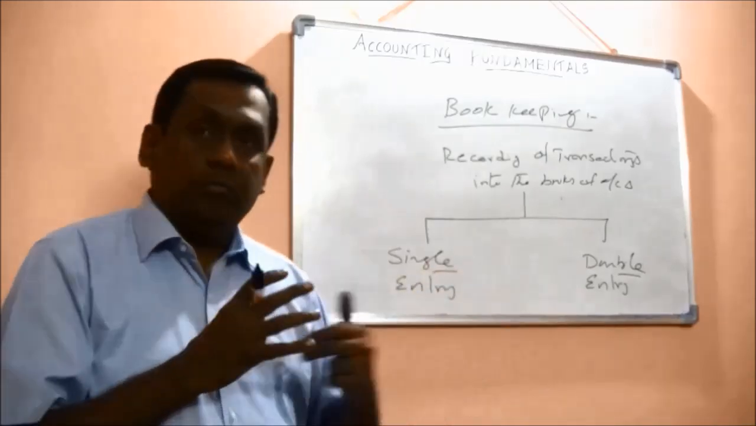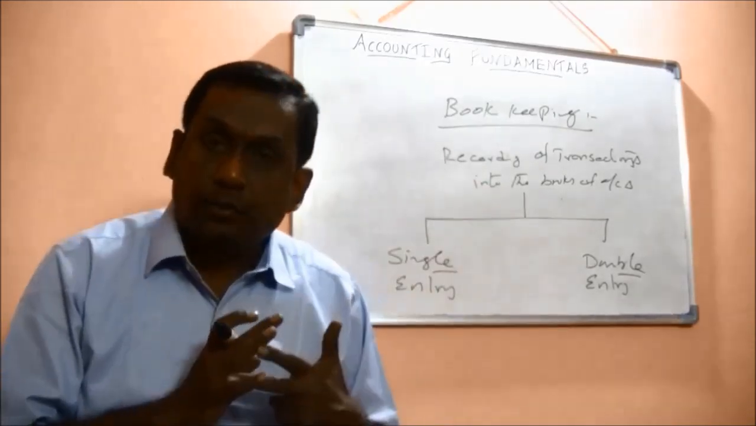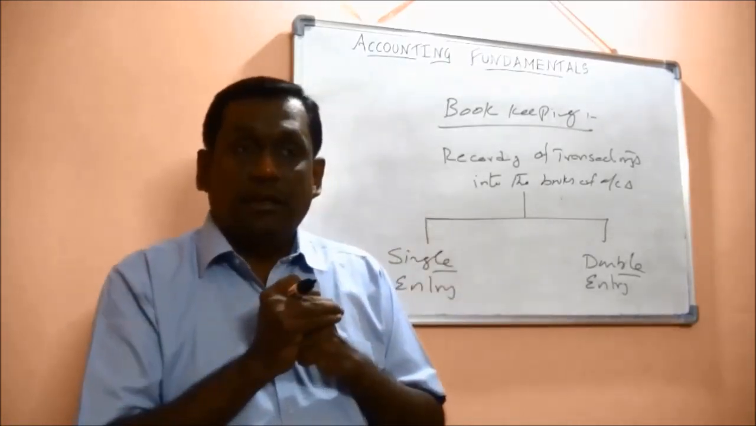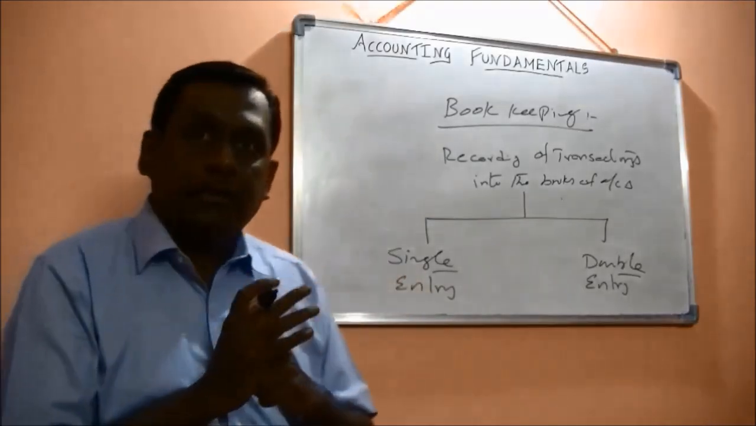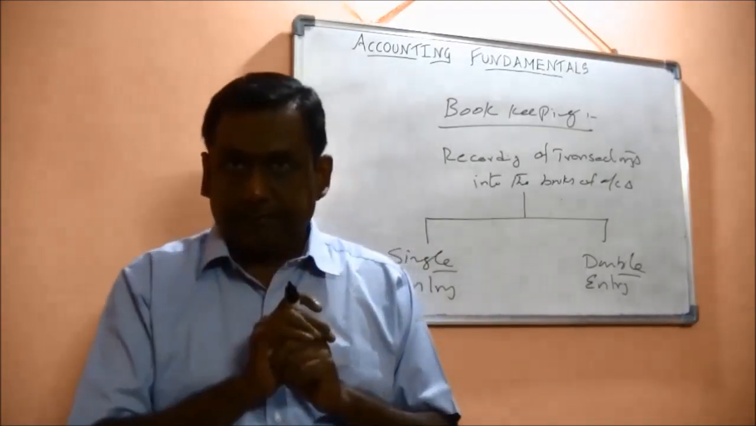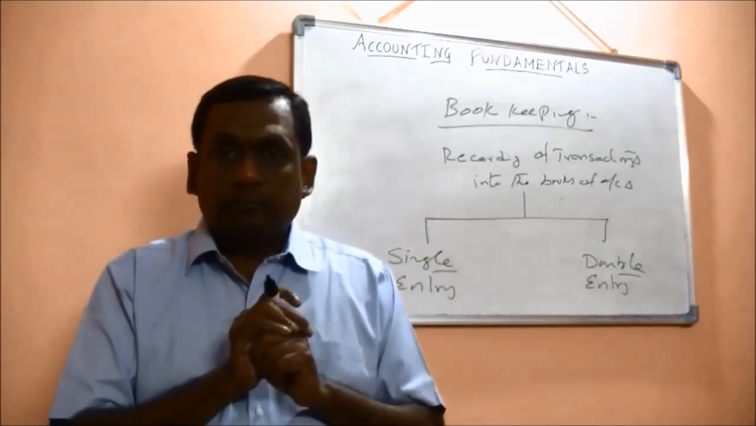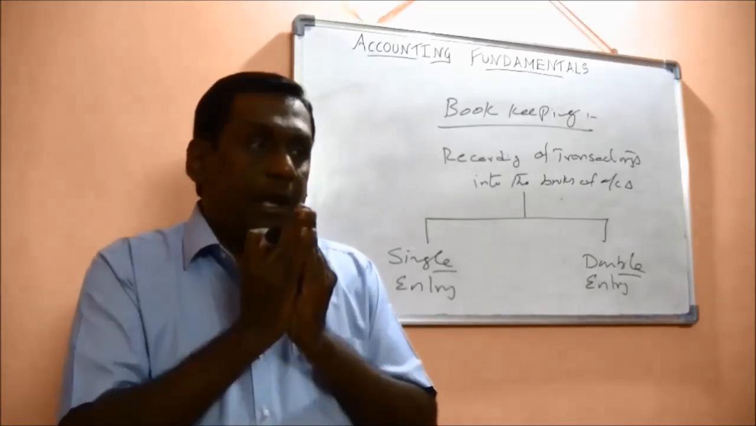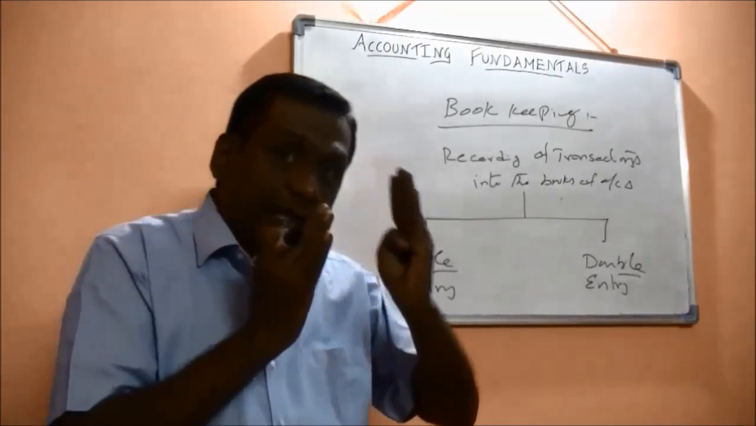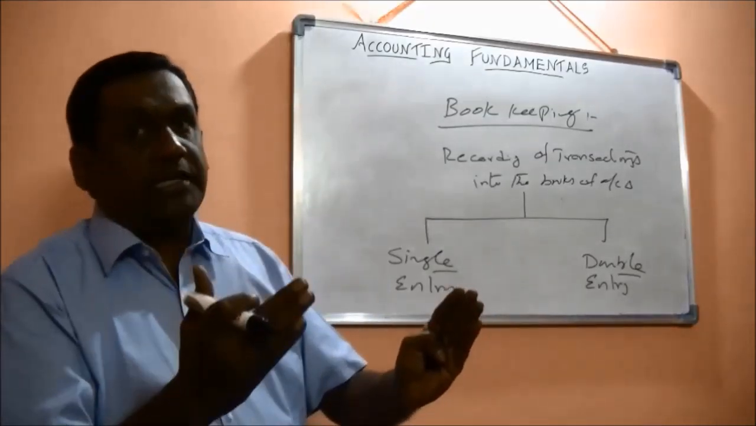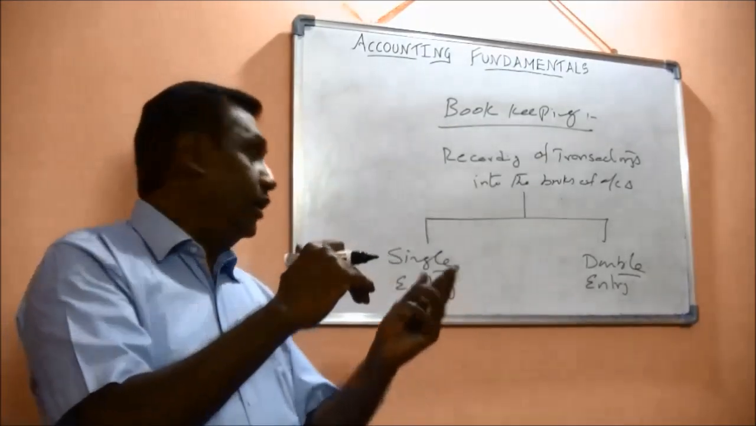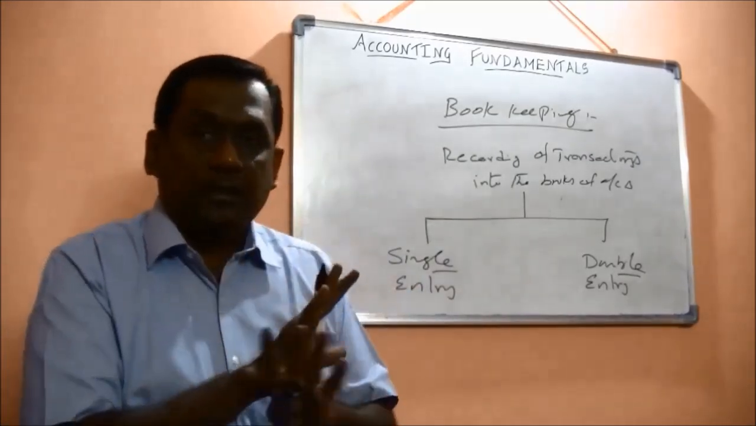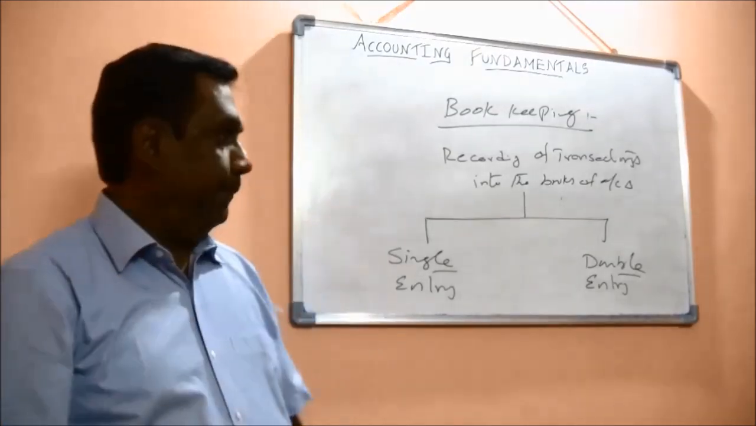At times you record a debit transaction, at times you record a credit transaction. If required, you can record both the transactions. Hence, single entry system is not a popular method. Let me repeat again. What do you mean by single entry system? Recording of either debit or credit transactions into the books of accounts is known as single entry system of bookkeeping. This is not a popular method of bookkeeping.